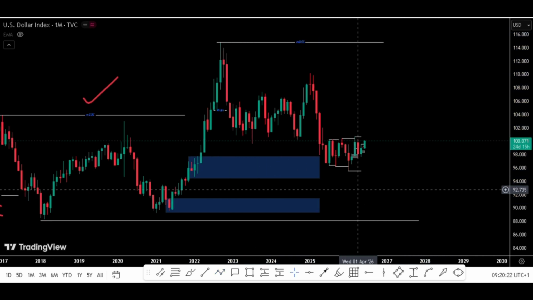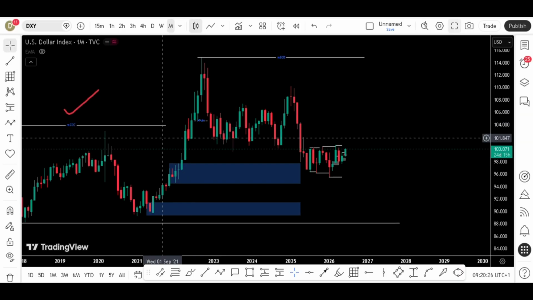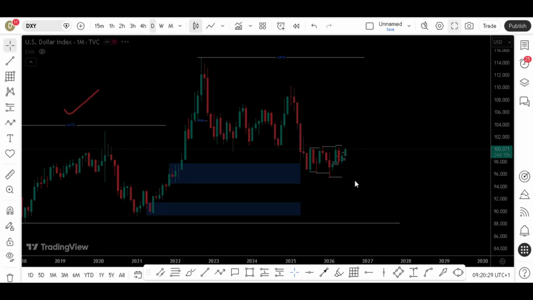So what are we going to do when we add this? We are going to go to 24 hours, the daily time frame, and see what the daily time frame is doing here. Maybe it's going to support what the higher time frame is also doing. So let's check what the daily time frame is doing.